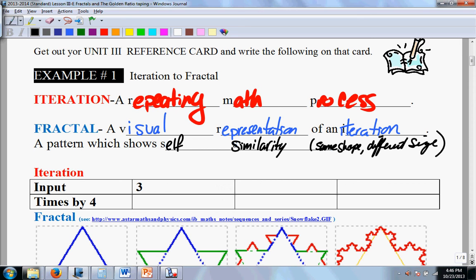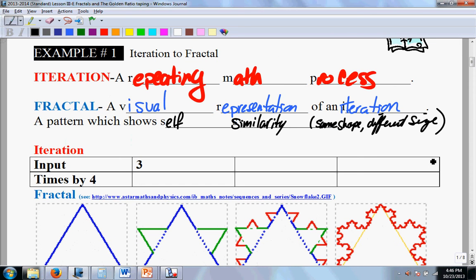So let me give you an example. We did this one on the notes. So if you have 3, and we're going to times by 4 this time. So 3 times 4 is 12. Carry up the 12. Times 4 again is 48. Carry up the 48. And now we're going to take 48 times 4. That's going to be 192.